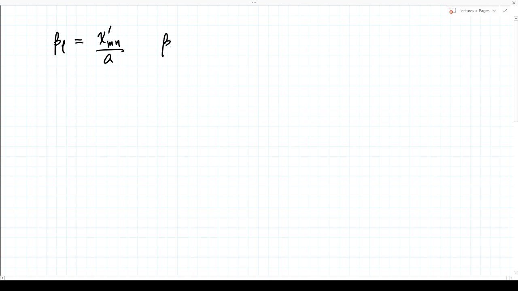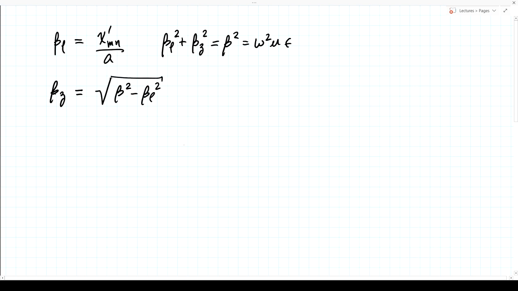And since beta rho squared plus beta z squared is equal to beta squared, which is omega squared mu epsilon, we can solve for beta z. Beta z is the square root of beta squared minus beta rho squared. And because of this solution for beta rho, that's the square root of beta squared minus chi prime mn over a, squared.